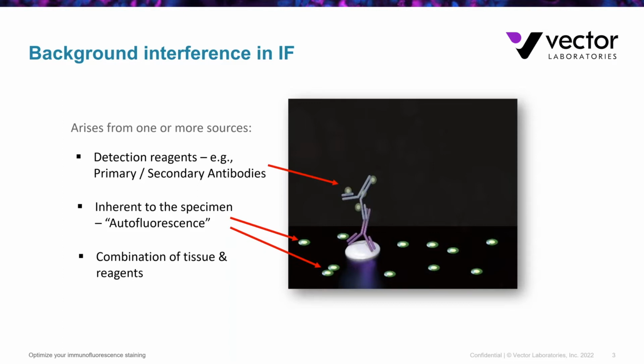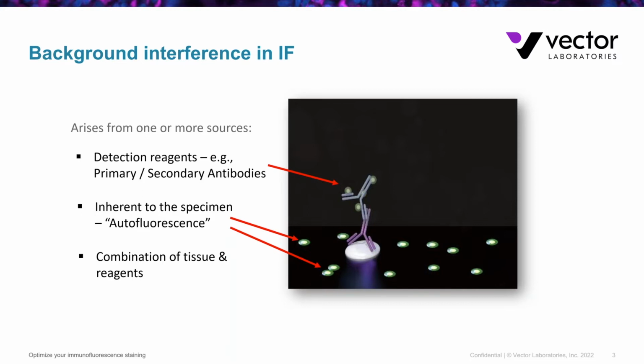But this really showcases where background interference can come from in your immunofluorescent assay. It may come from the detection reagents, which include things such as the primary antibody and the secondary antibody, or indeed even blocking reagents, or it may be inherent in the specimen or endogenous autofluorescence, and we'll get into that momentarily, or indeed it could be a combination of both the detection reagents and the tissue components themselves.